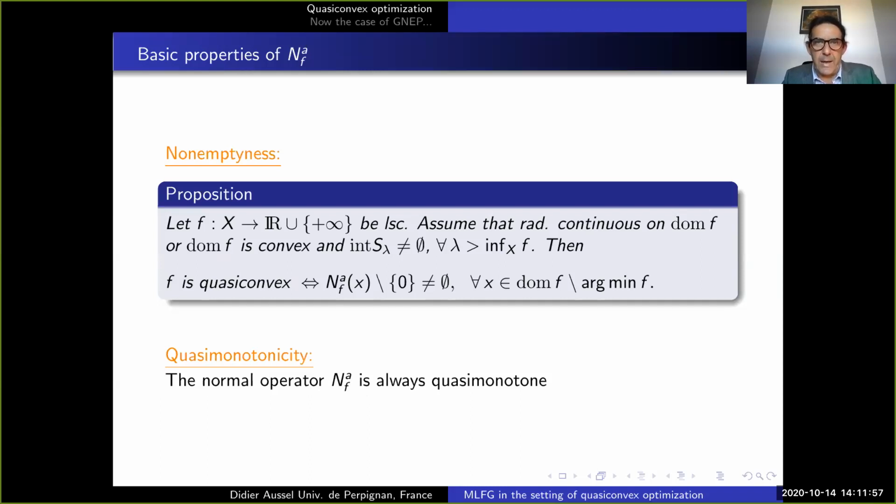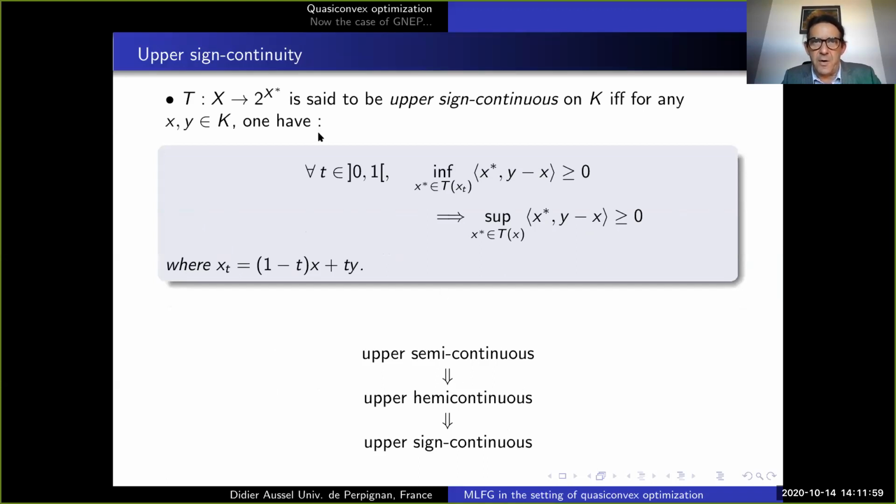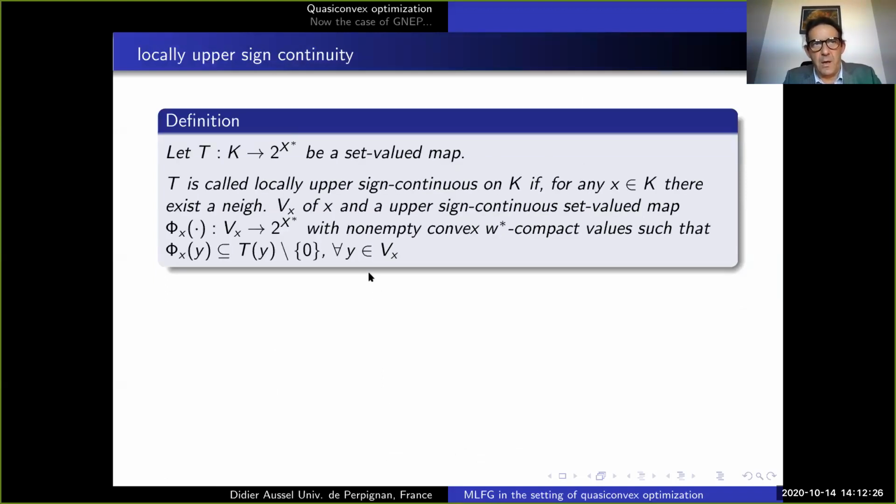Okay, so Nicolas Hadjisavvas from Greece already defined what is called upper sign continuity. It's a very low concept of semi-continuity. If you have upper semi-continuity, it is known that it implies hemi-continuity. Hemi-continuity is the upper semi-continuity on the lines, when you restrict the map to the lines. And upper sign continuity is even weaker, okay? And what we obtain here is a local upper sign continuity of the normal operator map.